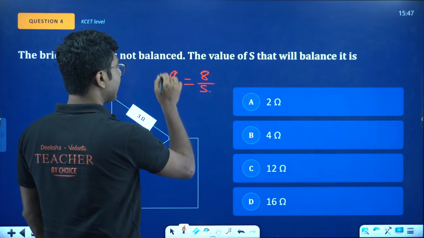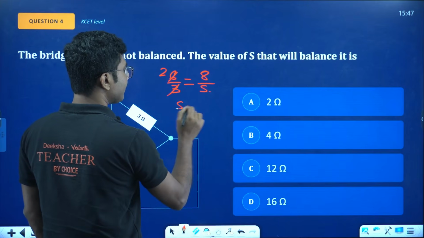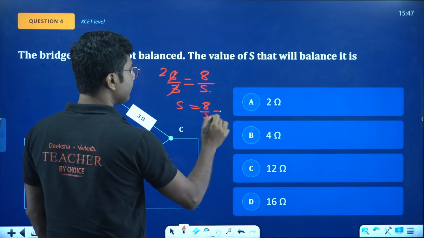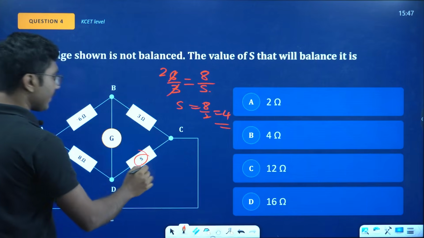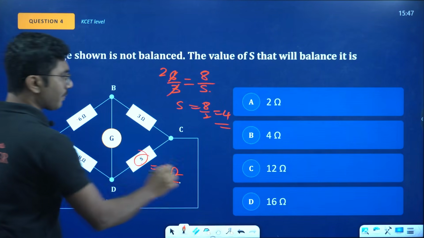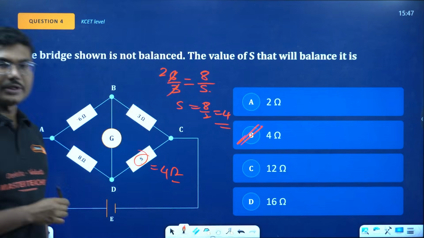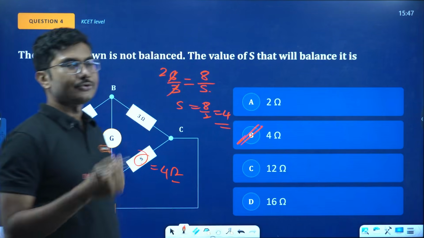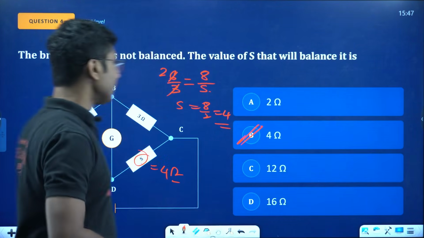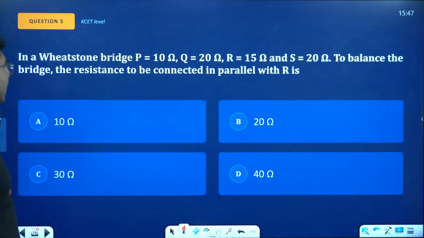So here you can cancel 2. So S becomes 8 by 2, that is 4. So the value of S must be 4 ohm. Another question, and if you see similar questions, you should be able to solve it, right? Now let's move on with another question.